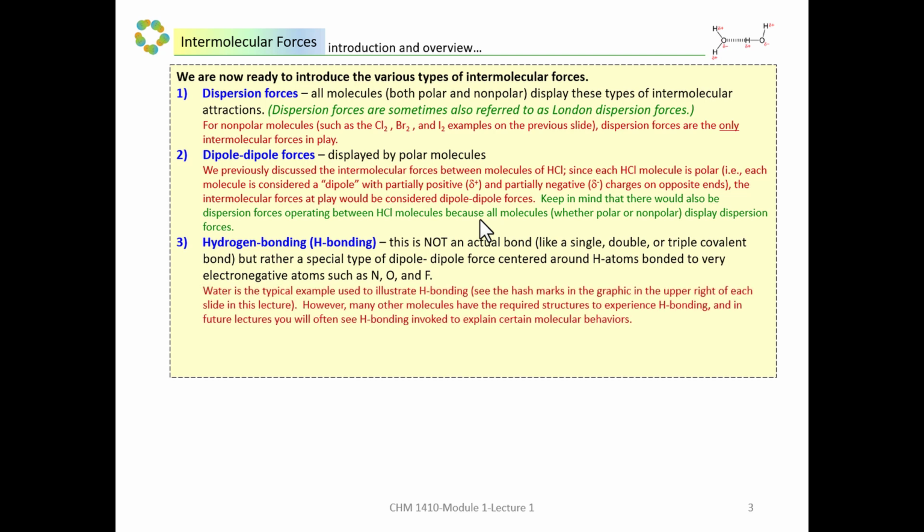Water is the typical example used to illustrate hydrogen bonding. You can see the hash marks in the graphic up in the upper right of these slides where we have two water molecules and they seem to have some sort of attraction for each other, and here we're showing hydrogen bonding. You see these hash marks. Hydrogen attached to oxygen on the one water molecule, having some sort of special attraction for oxygen on the other water molecule. And hydrogen bonding in water and in other molecules can have a great effect on their behaviors. We'll talk more about that soon.